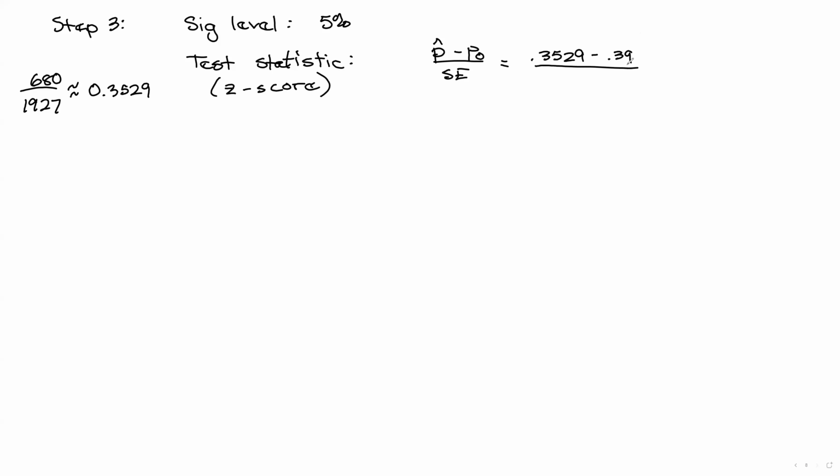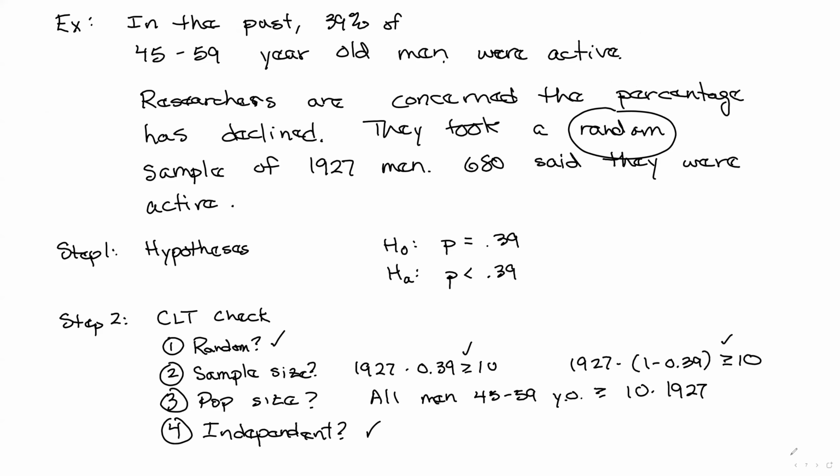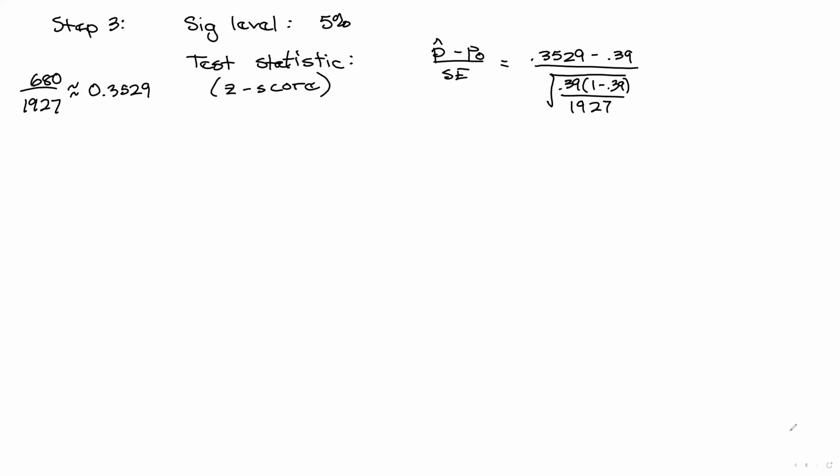And then the standard deviation is calculated by taking the square root of 0.39 times 1 minus 0.39 over 1927. Right? Is that correct? 1927. Yep. So formula wise, this is p naught, the proportion for the population, times 1 minus p naught over n. It does not use p hat. You want to make sure to use p naught. Punch all that into your calculator and you should get approximately negative 3.34.